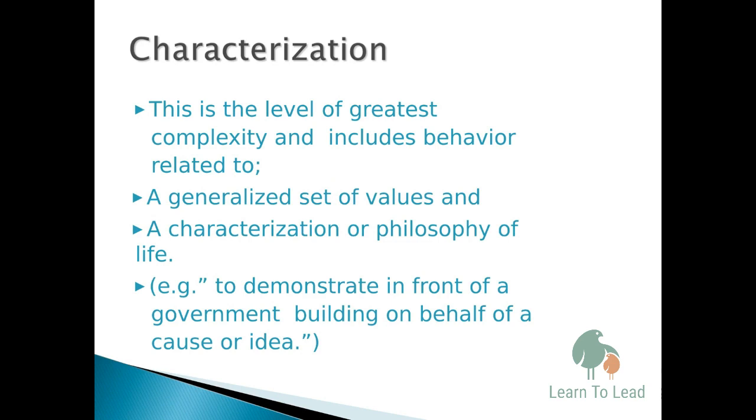Characterization. The fifth and final level of the affective domain is characterization. This level is the highest level of complexity and involves behavior that is consistent with a generalized set of values and a characterization or philosophy of life. Students at the characterization level are able to act in accordance with their values. For example, they may volunteer their time to help others or speak out against injustice.